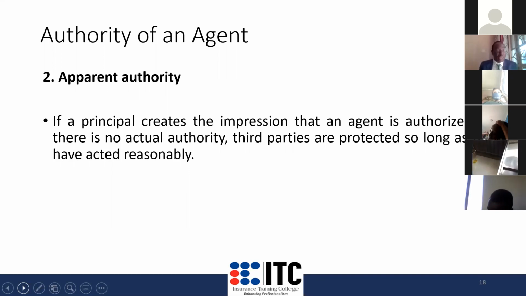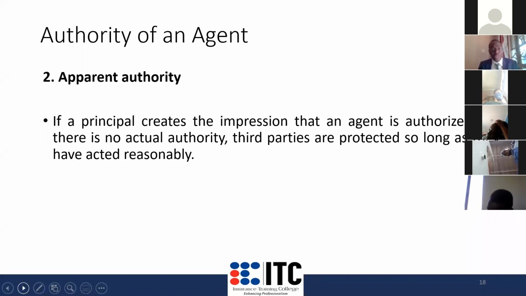That's why, by the time they terminate you, they put you in the newspaper. That's why you should avoid such things. They put you in newspapers, they put you on radio, they can even start calling your clients and tell them that according to this and this, your agent was terminated. So if they don't do that and you happen to act, that is what we call apparent authority.